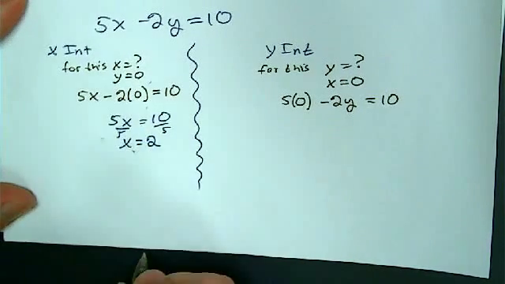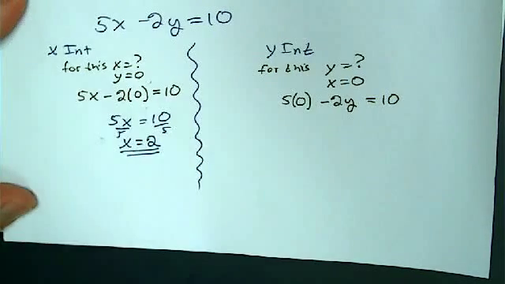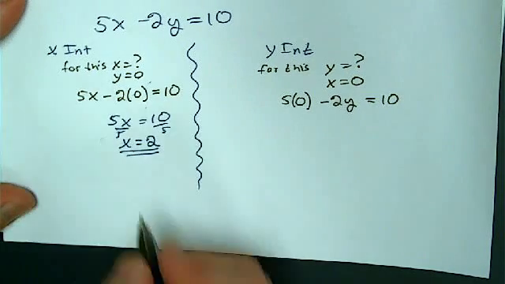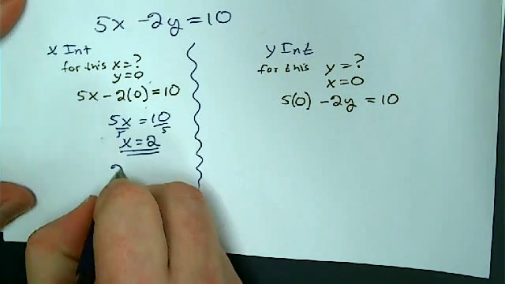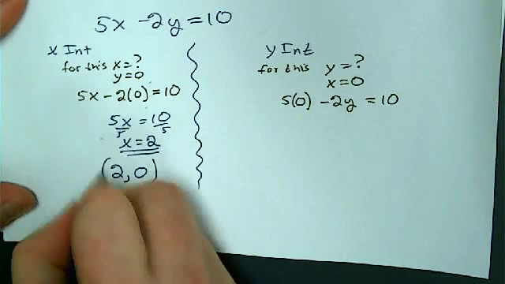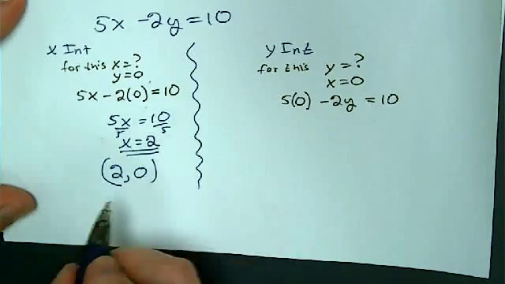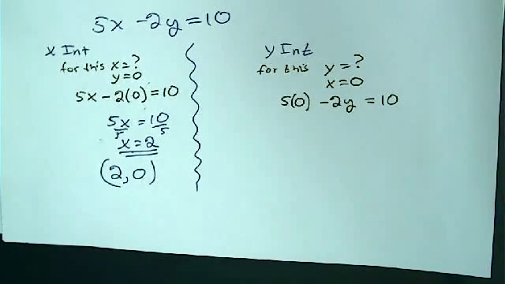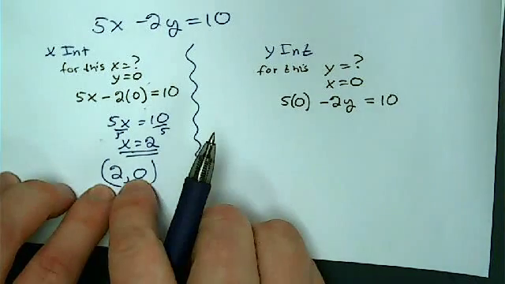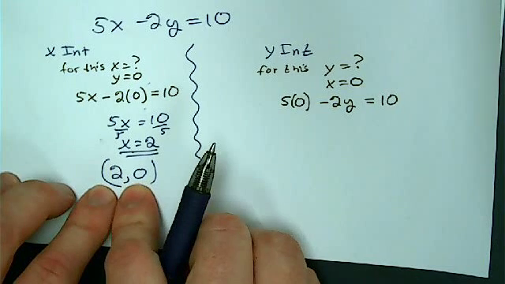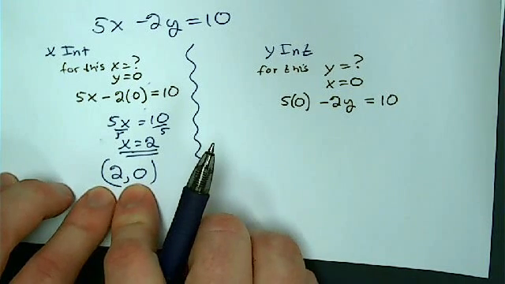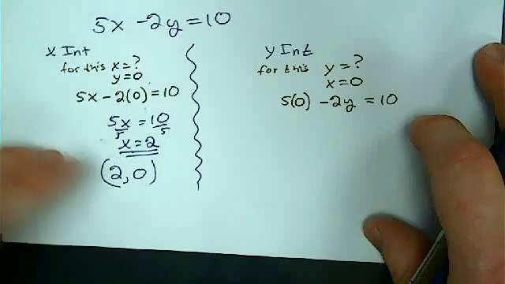You got it. Excellent narration. So the actual intercept is 2 comma 0. That's the actual point. And I'm going to be a stickler about that. I want to see the ordered pair. Because the next step after we can do the graphs is to do this.